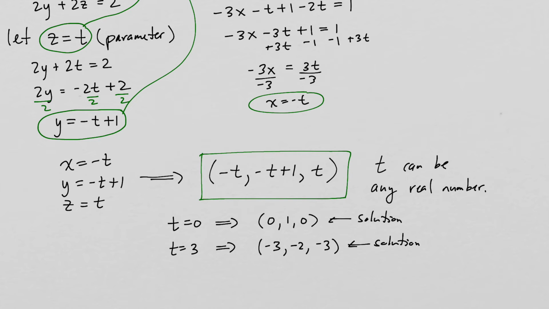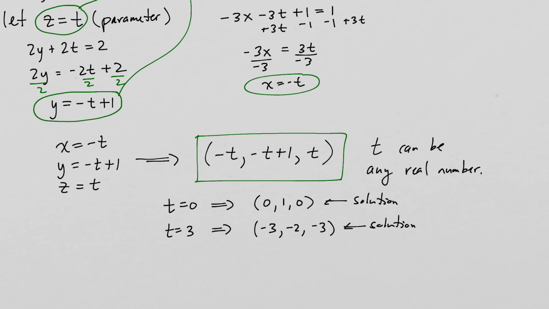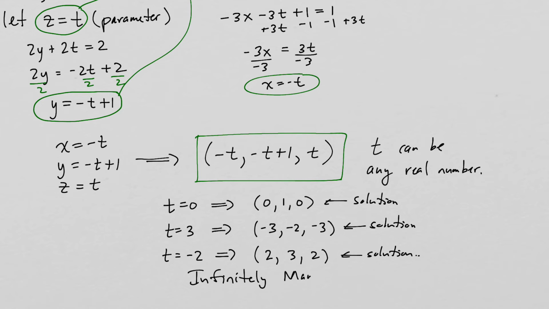You can verify this by taking these values of x, y, and z and plugging them into the original equations. And we can do this indefinitely. I can pick negative 2 for t. If t equals negative 2, we get 2, then we get 3, and then we get negative 2. This is another solution, right? And so again, we could keep doing this forever. And this is why this problem has infinitely many solutions.